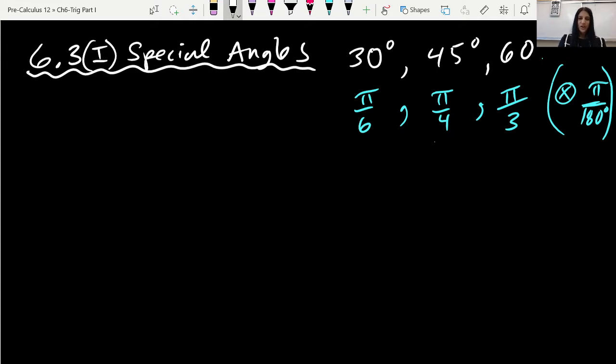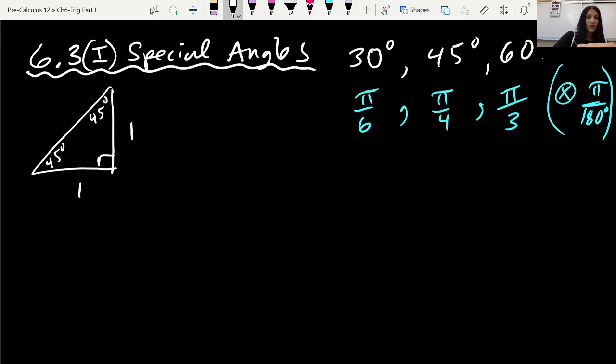Okay, so let's start off first by looking at the 45, 45, 90 triangle. So to start off with, our triangle would be like this and would have a 90-degree angle, where this would be 45 degrees, this would be 45 degrees, and 1, 1, and root 2 are the ratios of the lengths of the sides of our triangle.